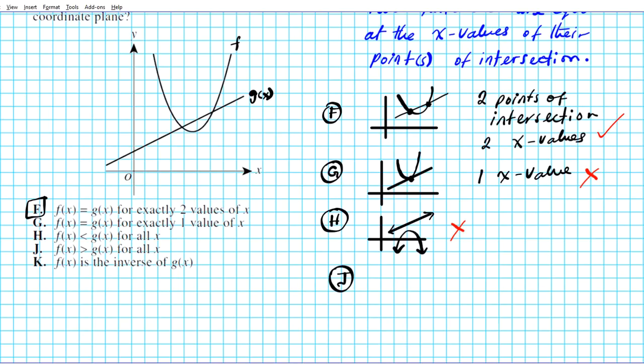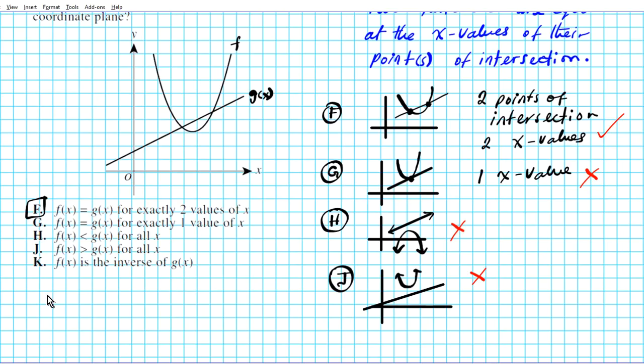Now let's look at option J. What does that look like? Let's give ourselves a visual. A scenario where f of x is greater than g of x. Can you visualize what that looks like? It is a scenario where the function f, the quadratic, is above the line for the entire domain. Okay, so you have the quadratic and then you have the line beneath it. We can clearly see that option J is wrong because the graphs do intersect at 2 points. F is not above g. Okay, and then K says f is the inverse of g.